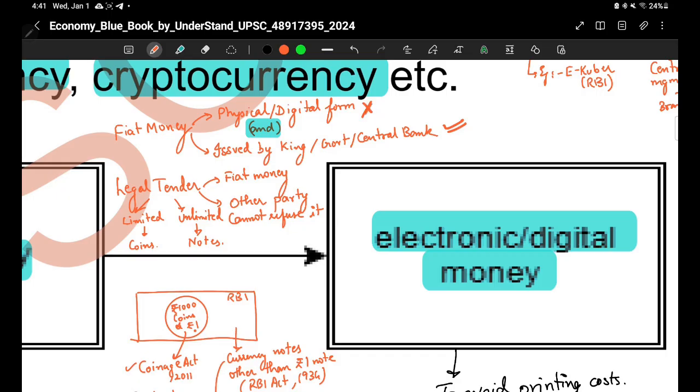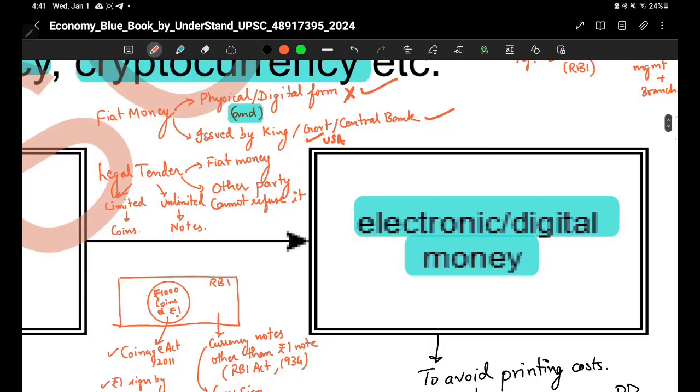Another example, let's take the dollar. Is the dollar in the physical form of note or coin? It is correct. The dollar is in the physical form, and it is issued by the central bank or the government of the USA. So that is a fiat money in that country. Okay, that is what fiat money is. These two conditions should be satisfied.